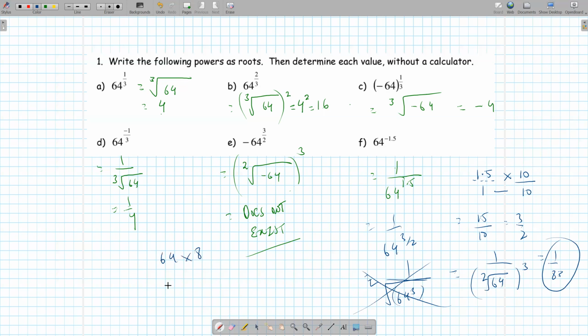64 times 8. Now you remember how to do this? You do 60 plus 4 times 8, okay? 8 times 6 is 48, that means 8 times 60 is 480. And then we do 8 times 4, 32. So that must be 512. 8 cubed is 512.